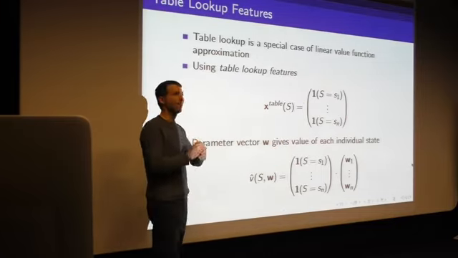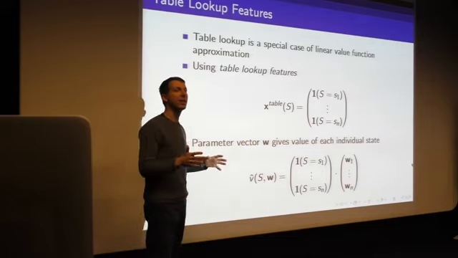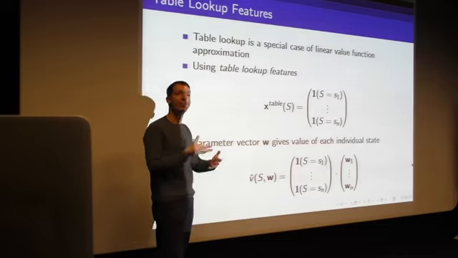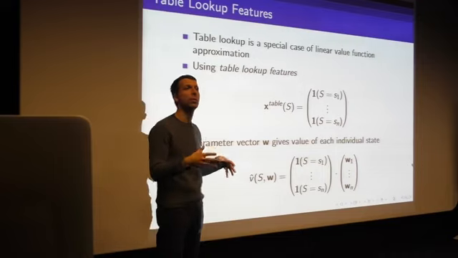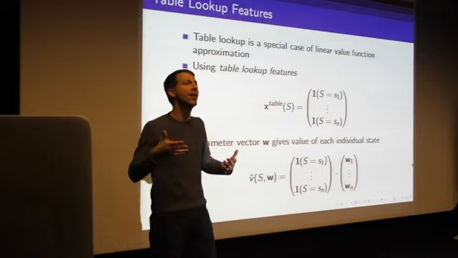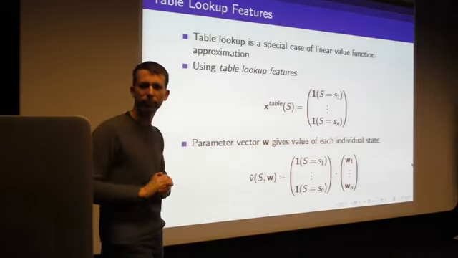time step. Okay, takeaway from this slide: table lookup representations are a special case of value function approximation. We don't need special machinery to deal with them. Everything we've seen so far is a special case of what we'll talk about today. It's just a particularly convenient mechanism to use or to think about.